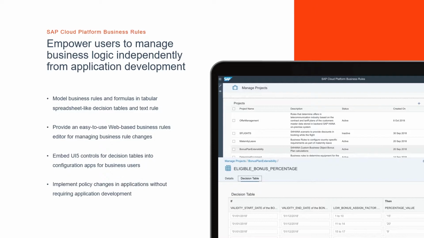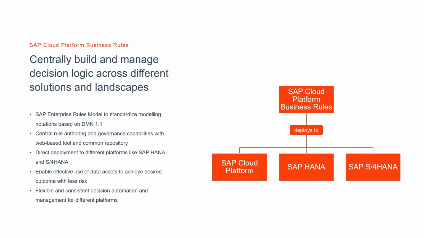So it's about reducing cost for your business department. It's about centrally building and managing your decision logic across different solutions and landscapes. So that's this SAP Enterprise Rule Model based on the Decision Model and Notation 1.1, which can be deployed to SAP Cloud Platform, SAP HANA, or SAP S/4HANA, which is once again reducing complexity, reducing the different modeling places, and therefore saving costs, or at least giving you a more consistent modeling experience.